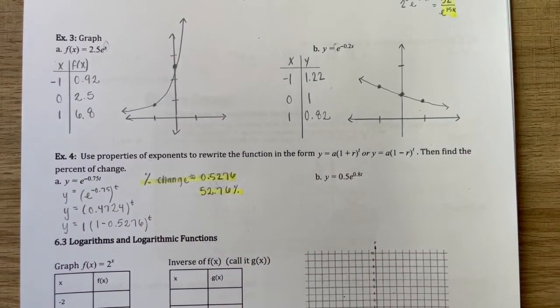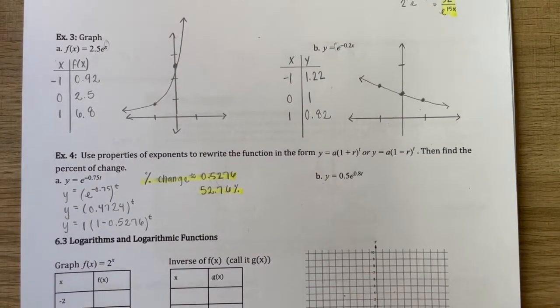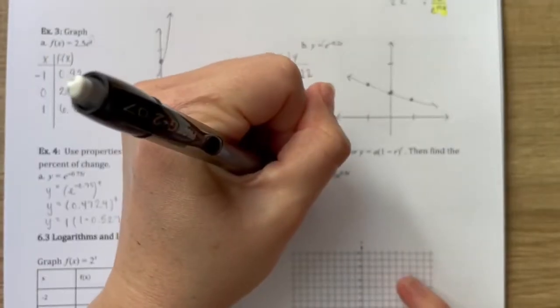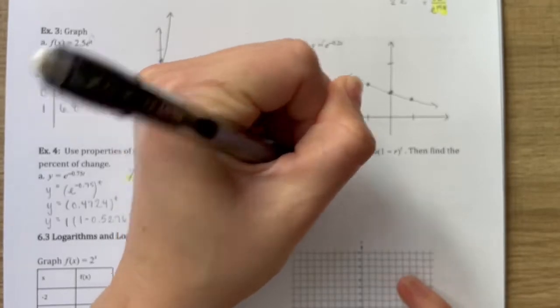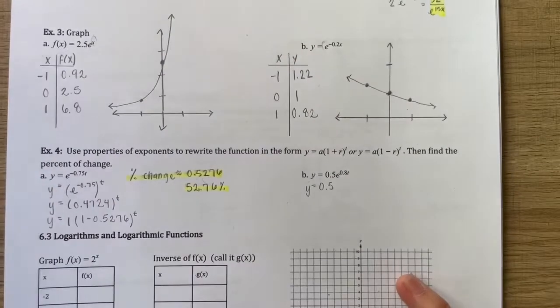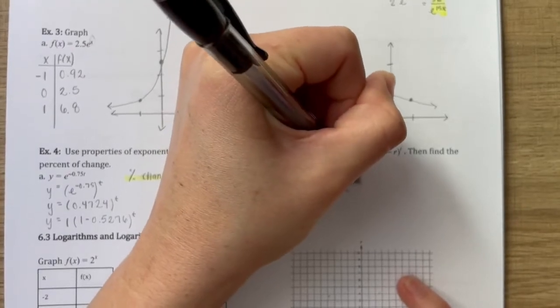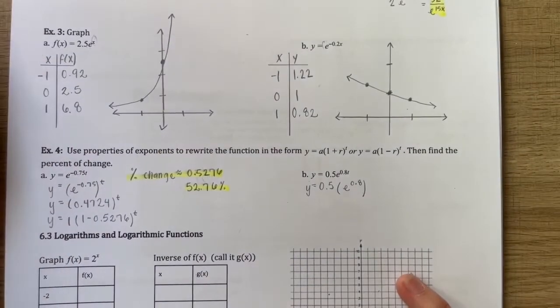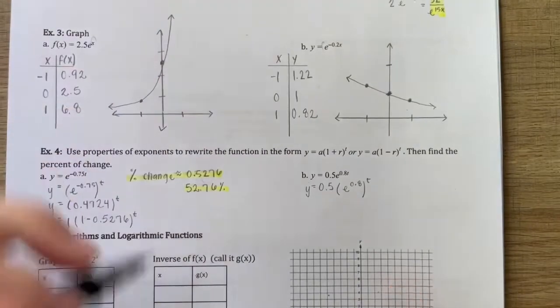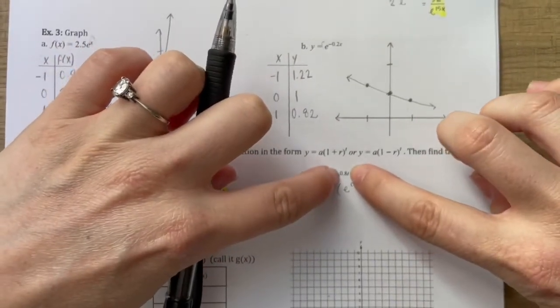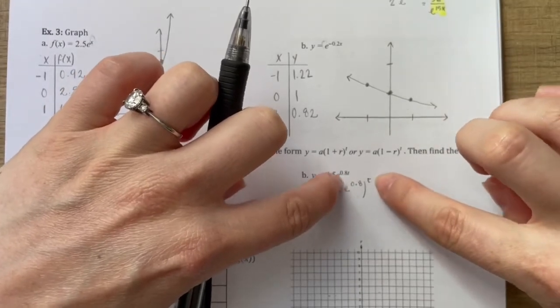And then for B, y equals 0.5 e to the 0.8 t. So we're going to follow the same steps as we did over here. First, we can break apart the 0.8 t. So I'm going to rewrite it as y equals, I'm also going to pull out the 0.5 in front, and then the e to the 0.8 will go inside parentheses, and that's going to be raised to the t power. So we're using that power of a power property in reverse. We're breaking apart this product into two different factors.